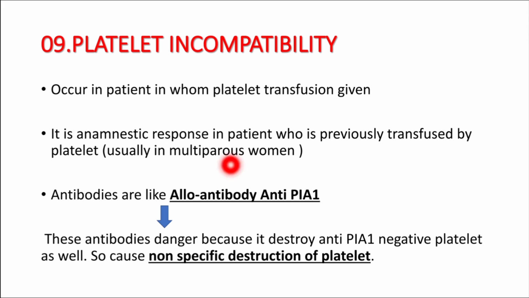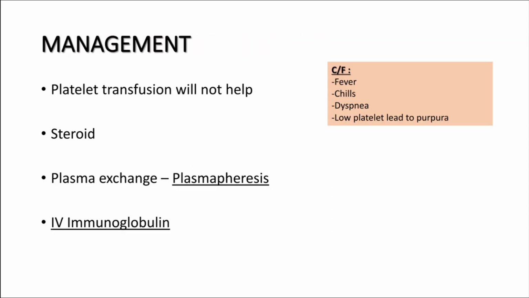Why? So see friends, usually it's an anamnestic response in a patient who was previously transfused with platelets, right? Particularly in the multiparous woman in whom a platelet transfusion was previously given. And in this patient, usually such platelet incompatibility occurs. Here the responsible factor is antibody, obviously, and you will develop the alloantibody against the platelet A1 antigen, and this anti-platelet A1 antibody will destroy the platelets. They will do the non-specific destruction of all the platelets, and because of destruction of platelets you will have the adverse reaction.